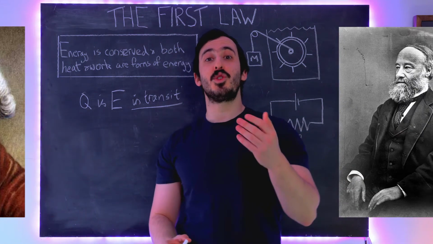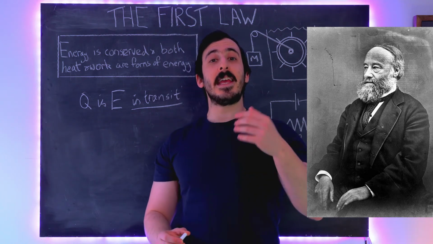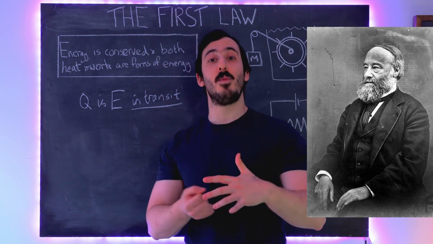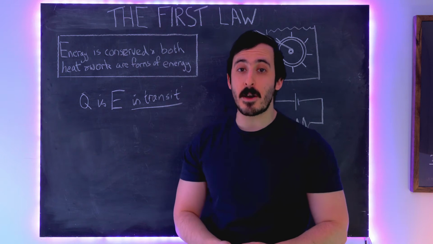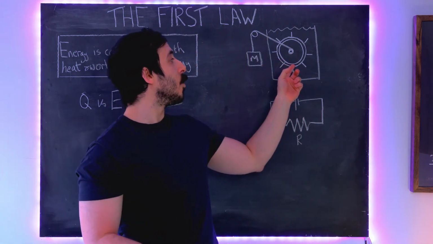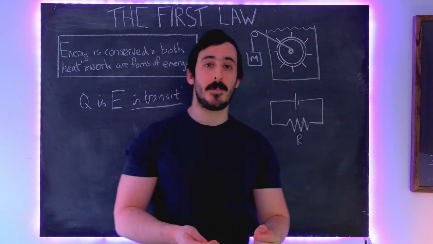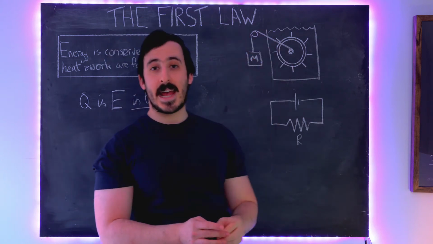It wasn't until Joule in the years 1840 to 1845 that he was able to experimentally demonstrate that heat is just another form of energy. And the way he did this was by means of two different experiments. Now, the first experiment, he took a wheel with many paddles in it, submerged in a big vat of water, and he connected this to a rope with a mass at the end of it.